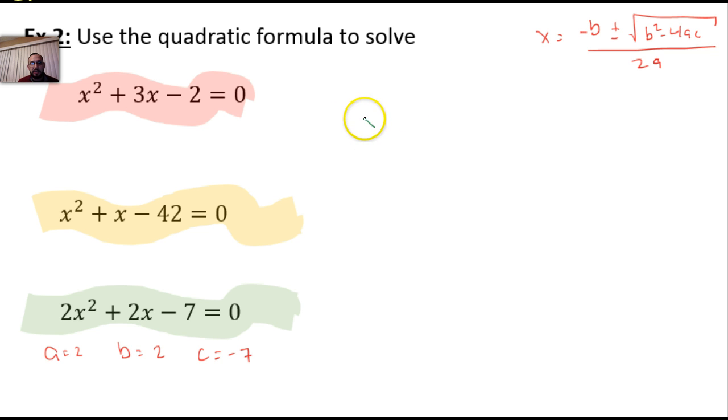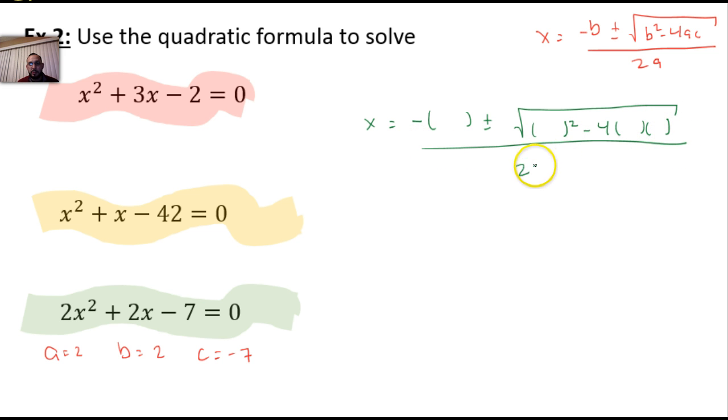Let me write it to my side so we can see how we did it last time. Negative some b value plus or minus the square root of some b value squared minus 4 times an a value, a c value, all over 2 times some a value. So if we substitute our values into our quadratic formula, our b value is 2, our a value is 2, and our c value is -7. I'm going to clean that up and simplify.